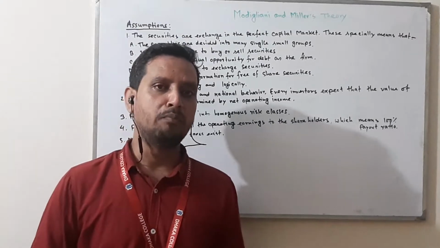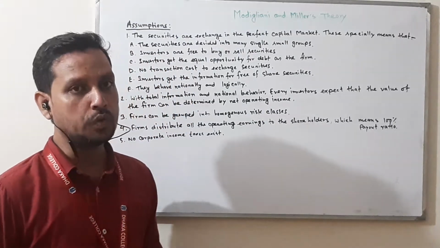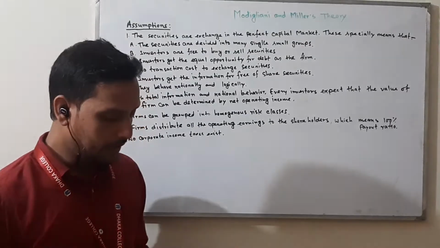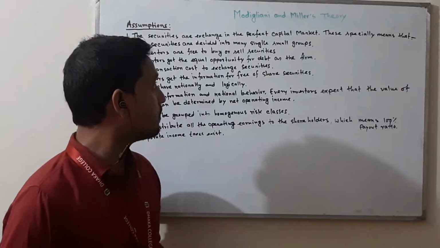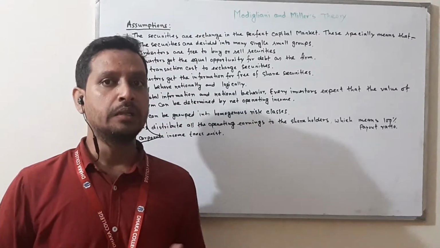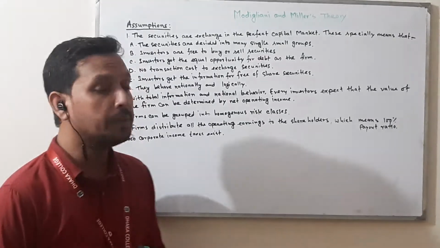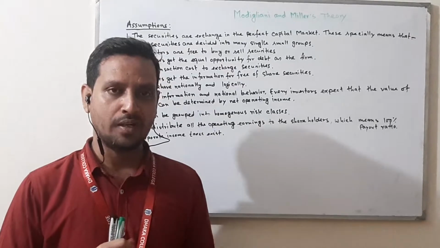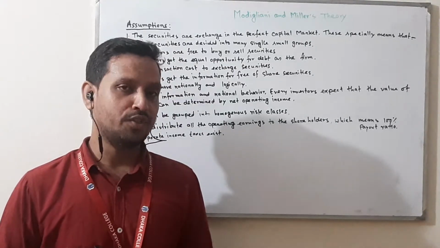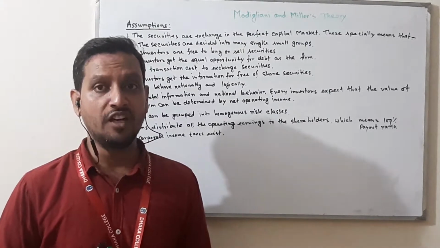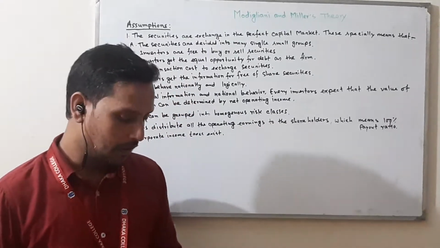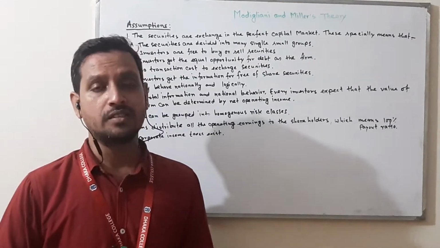So Modigliani and Miller's theory is presented in two categories, with taxes or without taxes. Modigliani and Miller's theory is presented in three propositions: proposition 1, proposition 2 and proposition 3. Here proposition 1 and proposition 2 are relevant to this theory, but proposition 3 is irrelevant to this theory. So, dear students, let's discuss proposition 1.